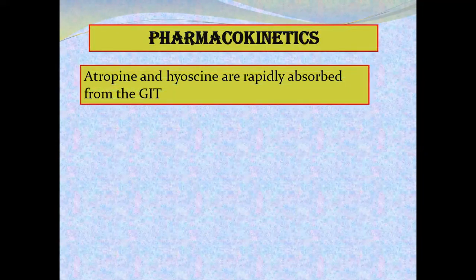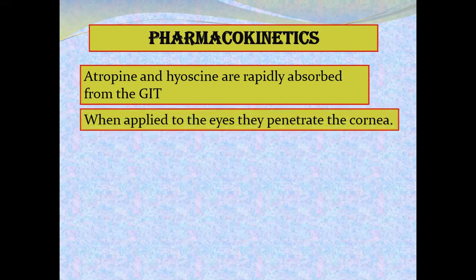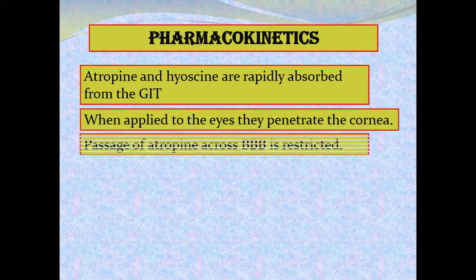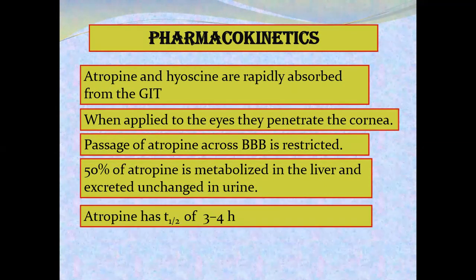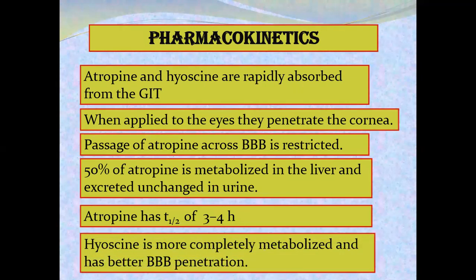Atropine and hyoscine are rapidly absorbed from the GIT. As for pharmacodynamics, when applied to the eyes, they penetrate the cornea. Passage of atropine across the blood-brain barrier is restricted. 50% of the atropine is metabolized in the liver and the rest is excreted in urine unchanged. Atropine has a half-life of 3 to 4 hours. Hyoscine is more completely metabolized and has better blood-brain barrier penetration.